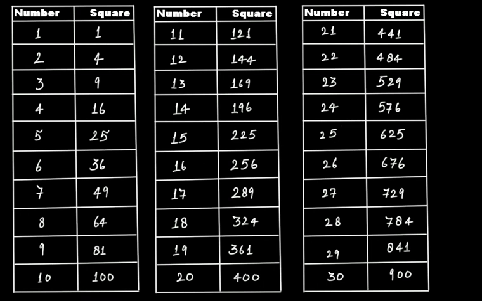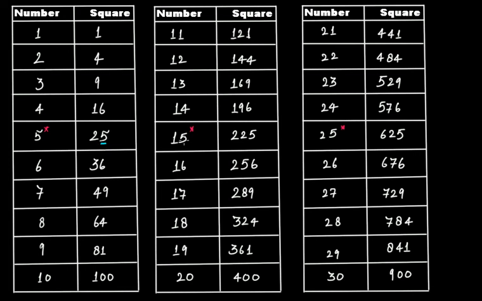Now, if you look at these 3 numbers, that is 5, 15 and 25, what's common in these 3 numbers? They all end in 5. That is, they have 5 at their units places. Now, if you look at their perfect squares or square numbers, the perfect square of 5 ends in 5, that is, it has 5 at its units place.